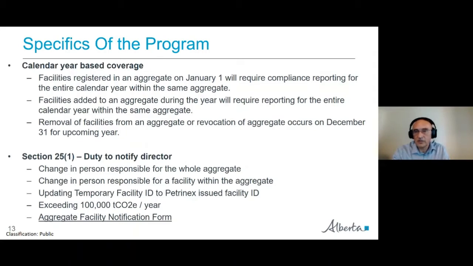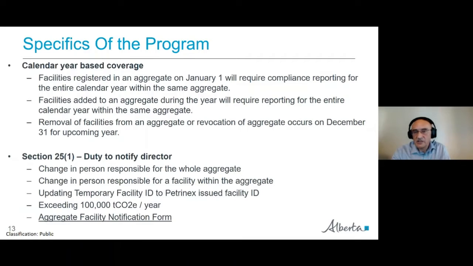Also, if a temporary facility ID has been issued for a facility because, let's say, there is no volume reporting ID, a facility ID issued by Petrinex, then those have to be updated also. So, for example, wells: there is drilling going on, a facility ID is not obtained. We will provide temporary facility IDs, but those have to be updated by the applicant, the person responsible for the aggregate, as soon as the facility ID has been obtained from Petrinex.